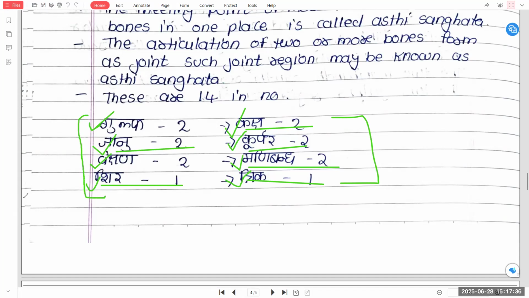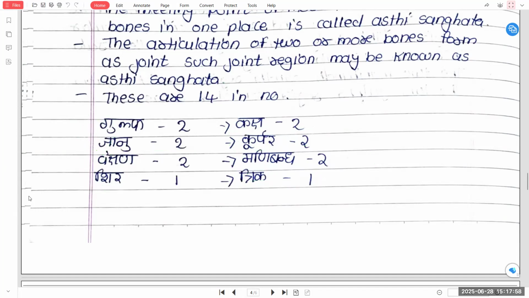So you cannot just correlate this with the modern. We can just translate that gulf means ankle, but it is not accurately the ankle. Trika means shoulder. We are just assuming, but it might be some other joint, because it is one in number, so it cannot be the shoulder joint. It can be some other joint as well. So just remember the numerology.